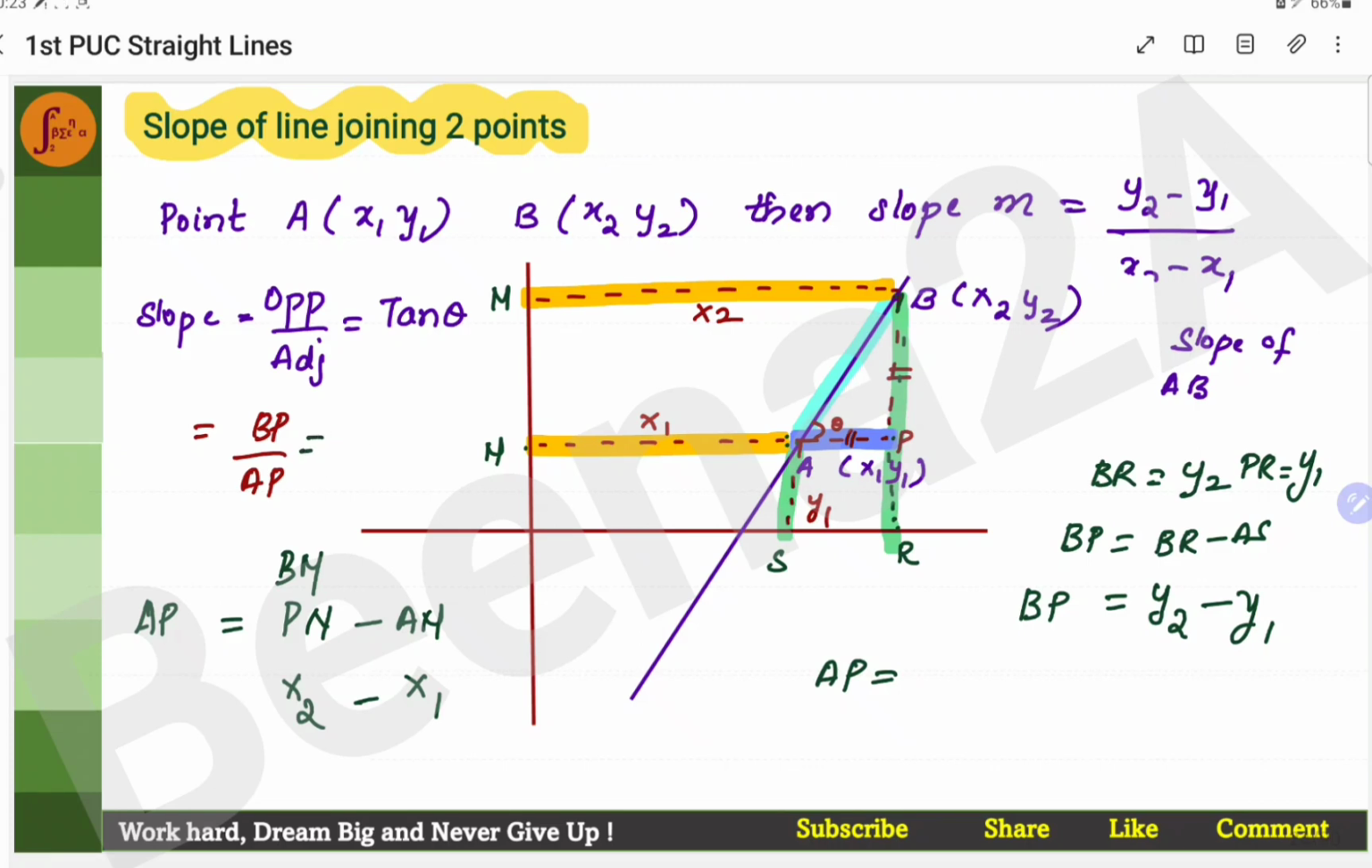So now I'll substitute. Instead of BP, I can put y2 minus y1. Instead of AP, I can put x2 minus x1. This becomes the slope of AB, right? So when you have a line and 2 points are given, you can determine the slope using this particular formula, which is nothing but y2 minus y1 by x2 minus x1.